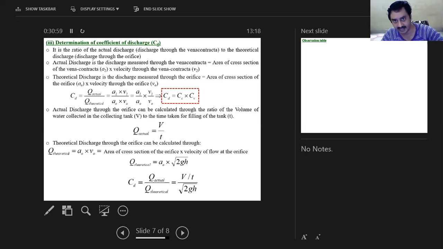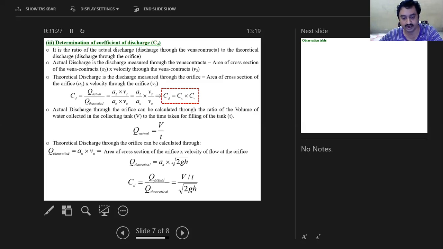So ultimately how many parameters are you taking? 5 parameters: x, y, H, the height of the water in the tank with the orifice, then the height of the water collected in the collecting tank, and the time taken for that. Total 5 things you are collecting from one experiment. Hope it's not confusing.